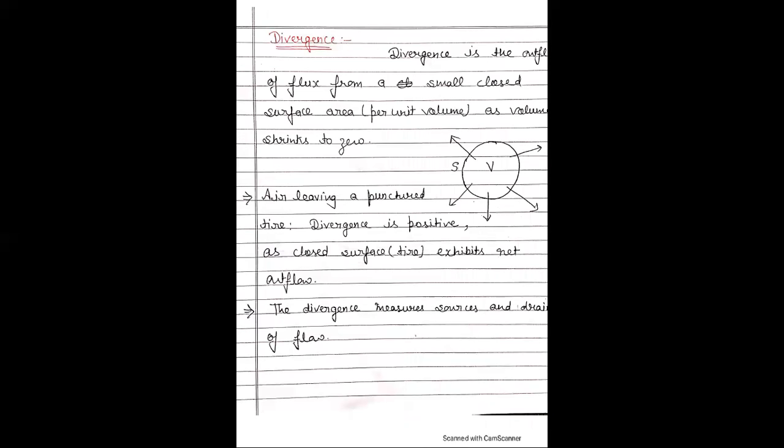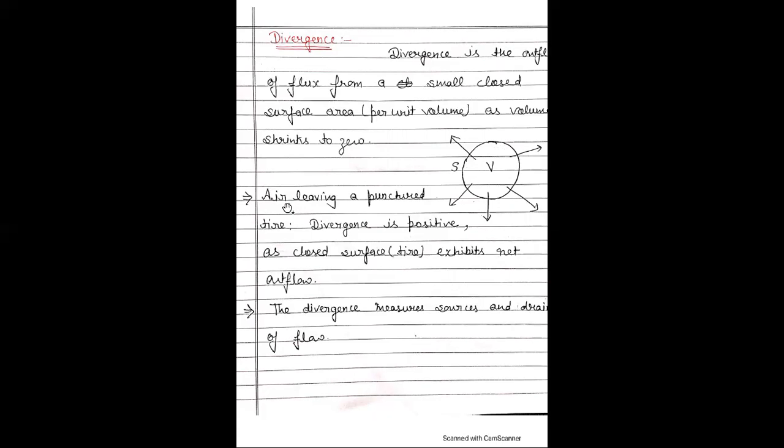Now the next topic is divergence. First of all, what is divergence? Divergence is the outflow of flux. Flux means magnetic lines of force from a small closed surface as volume shrinks to zero. Here the divergence is the flow of flux. These lines represent the flux, means magnetic field lines. Flow of flux from a small closed surface area per unit volume.